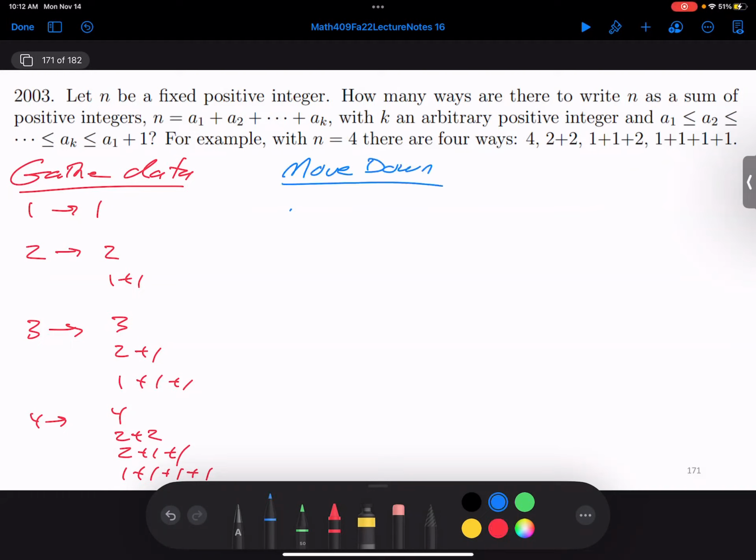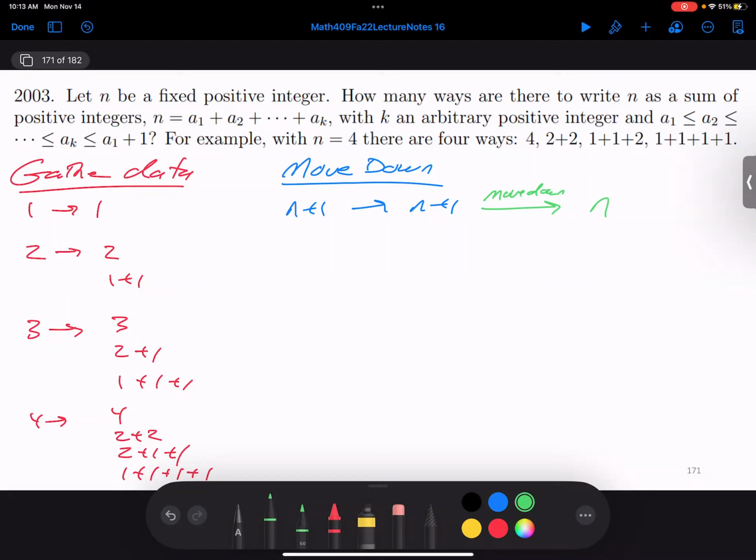So we have n plus 1, and we look at all of its decompositions. If I give you the decomposition of n plus 1, now let's move down. What would we get? So we have to subtract 1. We have a smaller number. So what would be the decomposition that this would move down to? n. And nothing else moves down to n.